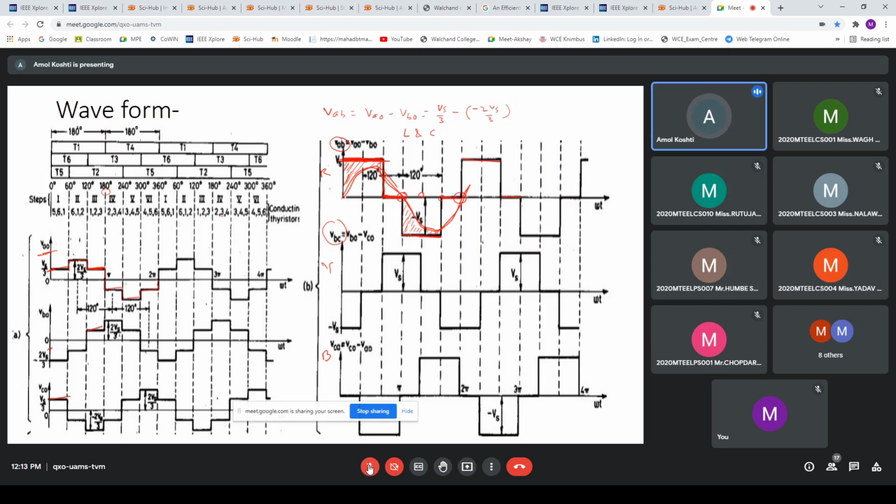Now, there is a mathematical formulation for this. We can use the Fourier series to find out which harmonic components are present, either third harmonic, fifth harmonic, or seventh harmonic. That mathematical formulation is also there, and I will tell you about it.